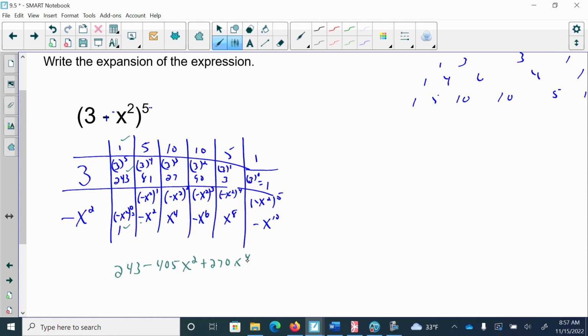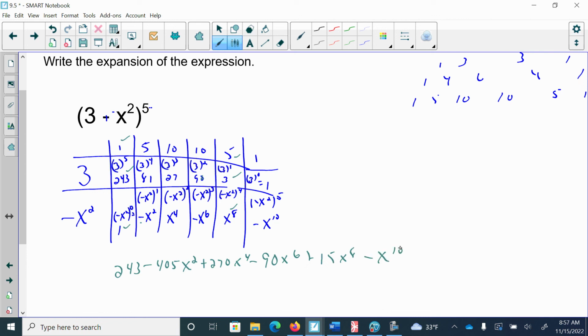Now I'm going to multiply, that is just a 9. So this will be 10 times 9, so that's 90. So this will be minus 90x to the 6th. And then 15x to the 8th. And finally, negative x to the 10th.